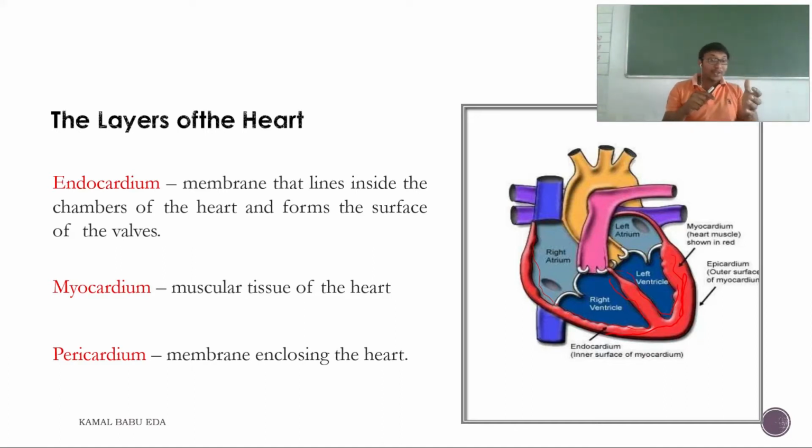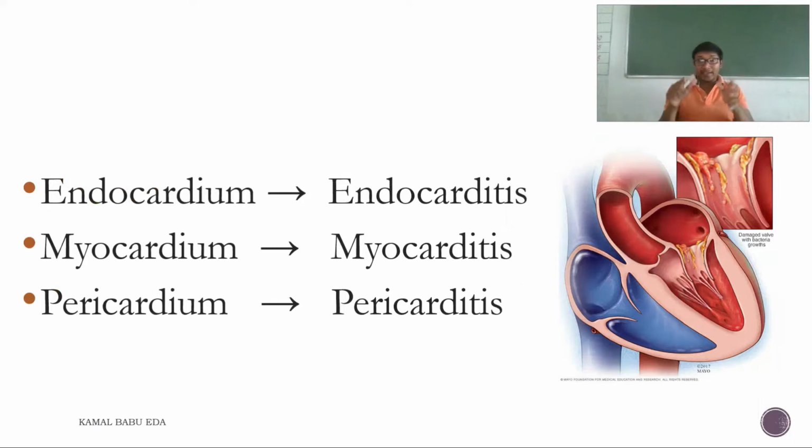The endocardium, myocardium and pericardium also have some sublayers. I'm not going to touch all those things. That was the anatomy part, so you have to go and read it in anatomy. Any inflammation that comes in the endocardium is called endocarditis. If the inflammation or infection occurs in the myocardium, you call it myocarditis, and if it occurs in the pericardium, you call it pericarditis.